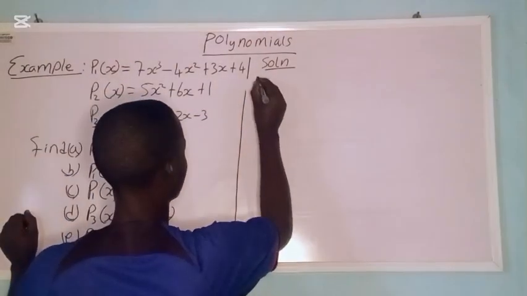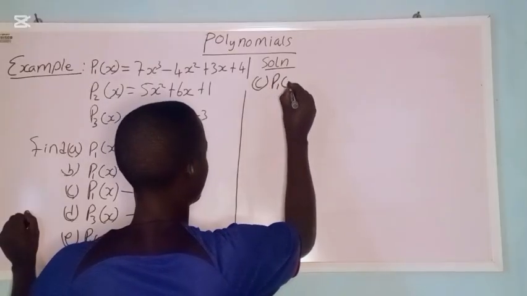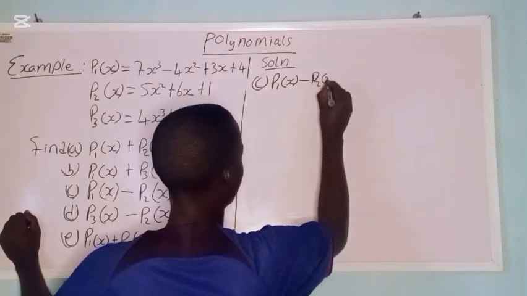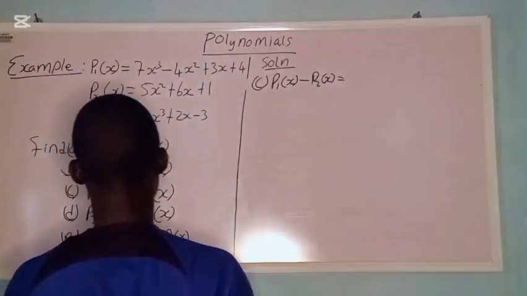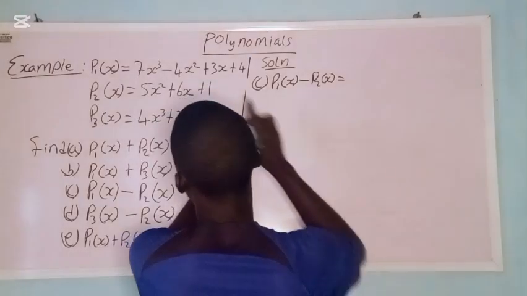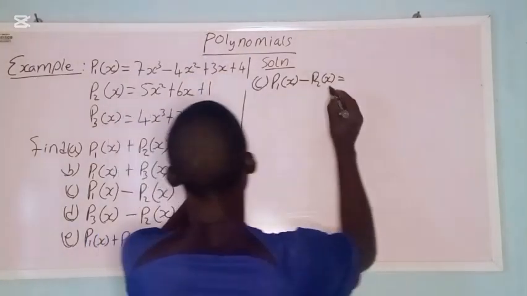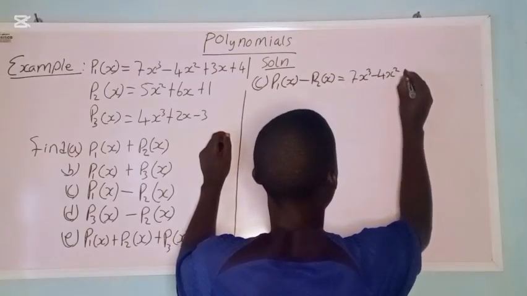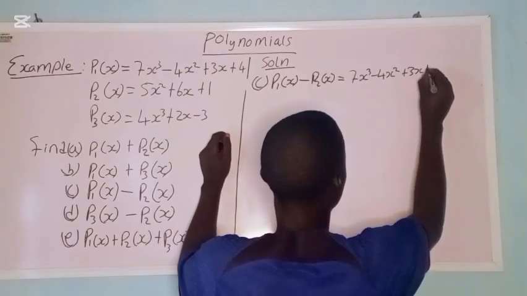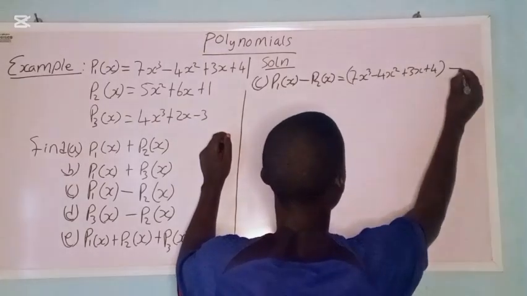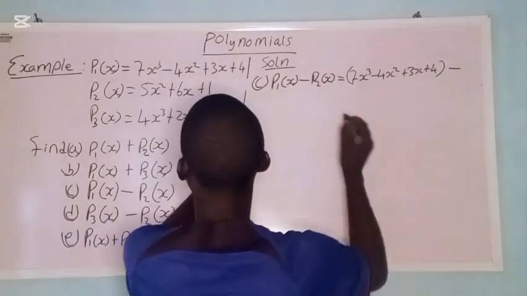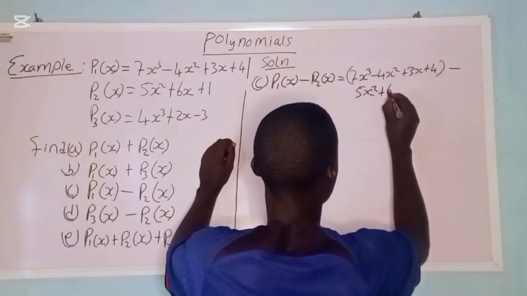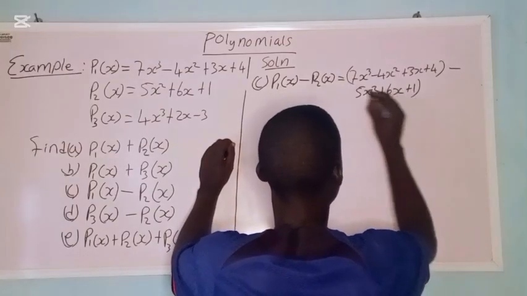Let's go to C. C says P1(x) minus P2(x) is equal to, so this one is subtraction. It's no longer addition again. So now we will subtract this one from this one. So now it will be 7x cubed minus 4x squared plus 3x plus 4, all in bracket, minus 5x squared plus 6x plus 1, all in bracket.